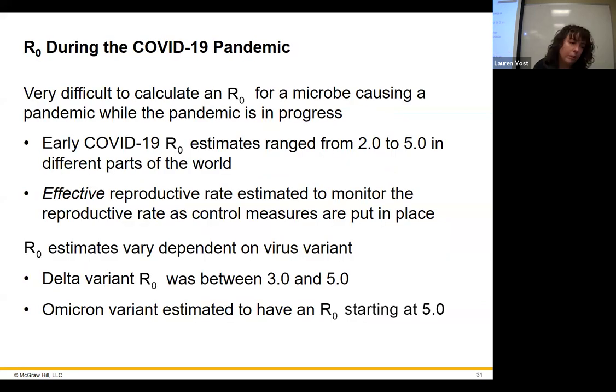All righty. So it's very difficult to calculate R naught for microbes while a pandemic is actually in progress. So still in progress with COVID-19, we still have a lot of different strains out there. So it's kind of difficult to estimate that, but we can do the best we can. Early estimates were 2 to 5. Now we have the variants that we can actually separate out. Delta is between 3 to 5, and Omicron is starting at 5, maybe more. So it's a lot more communicable than the other ones.